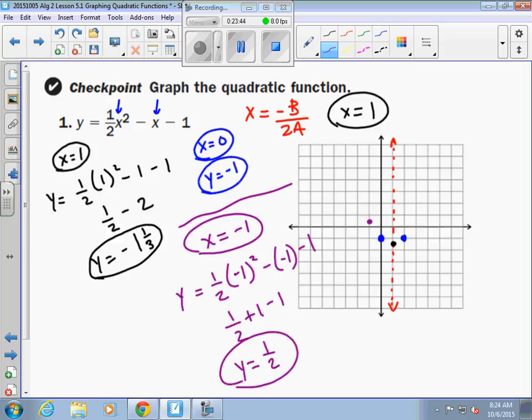And then again, what do we know about when x is 3? Y's value is what? The same 1/2. Right there. It matches it. Now that you got 3 points on each side, you can draw your parabola just like that. And again, you don't have to draw it perfect. Just try to not be messy.